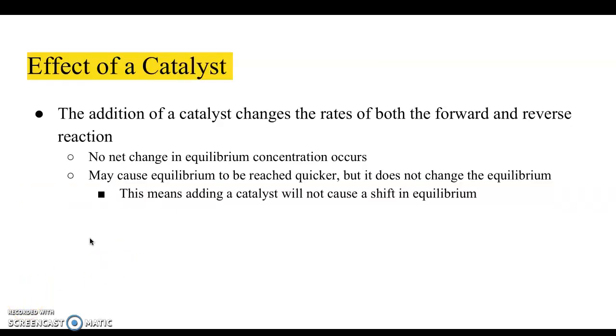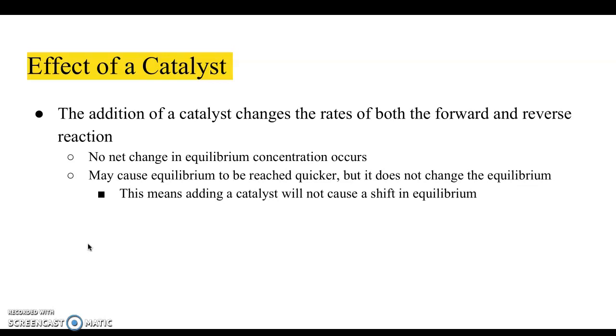Alright, so we're almost finished here, but the last thing that I want to address is what effect does a catalyst have on an equilibrium? So if we have a system at equilibrium and we add a catalyst to the system, just a reminder, a catalyst is not in our balanced equation. It is a separate substance that is added, but it is not listed in our actual chemical equation.